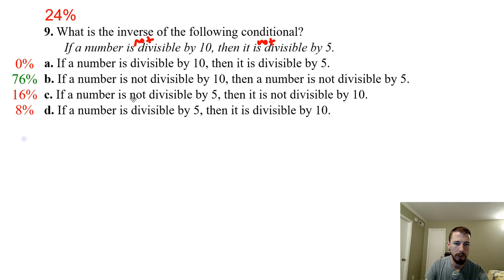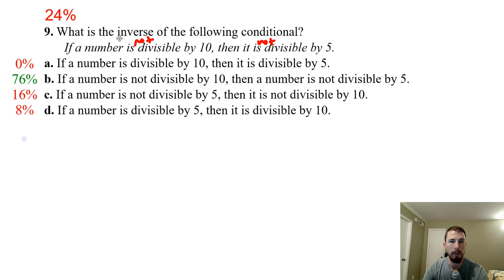On this one, if a number is not divisible by 5, then it's not divisible by 10. That's actually the contrapositive. So that would be if we switch the order and we negated it. So the contrapositive is what you gave me there. If a number is divisible by 5, then it's divisible by 10. That would be the converse, which is when we switch the order. So just make sure you don't get them all mixed up.